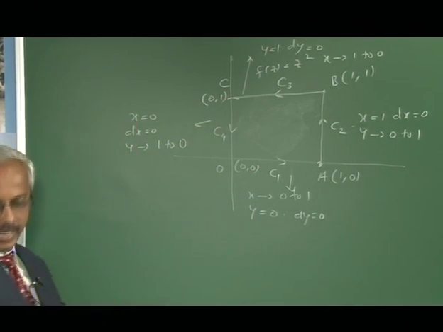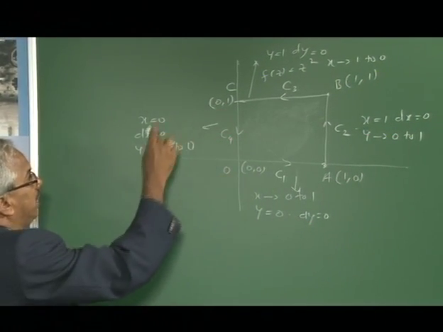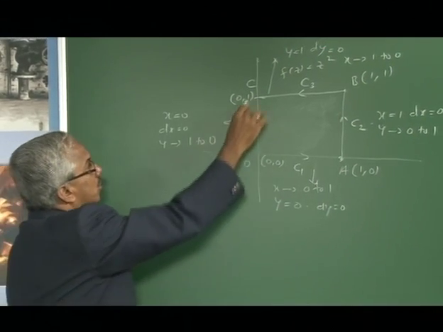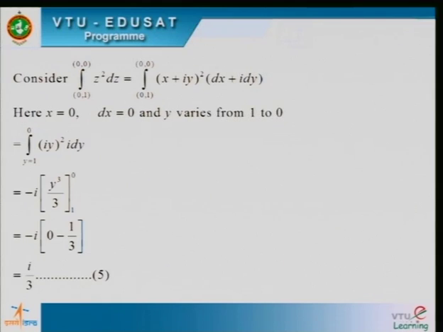Here we see that x is equal to 0, x is constant, x is not having any variation, therefore dx is equal to 0 and y varies from 1 to 0. This concept I use in the fourth integral of the above integration. So that gives x is equal to 0, dx is equal to 0, y varies from 1 to 0. Substitute this in the above integral, we get the integral of y squared i dy.